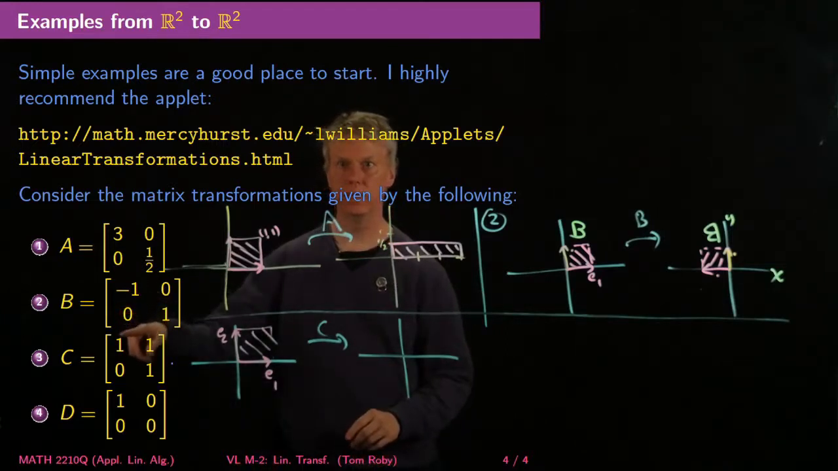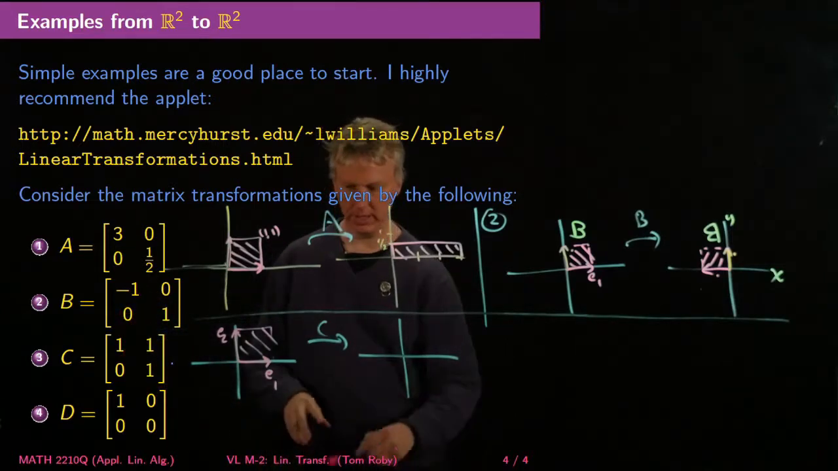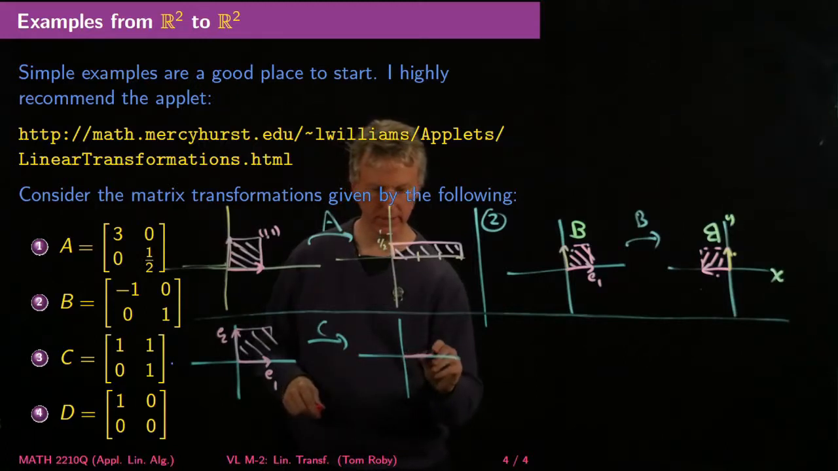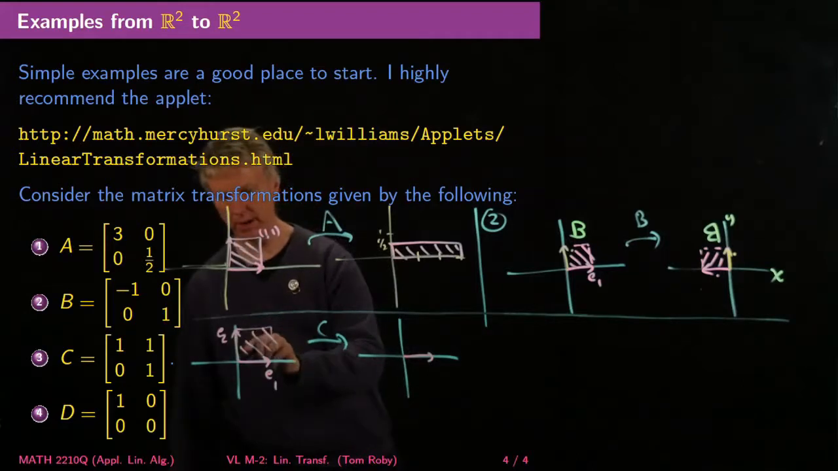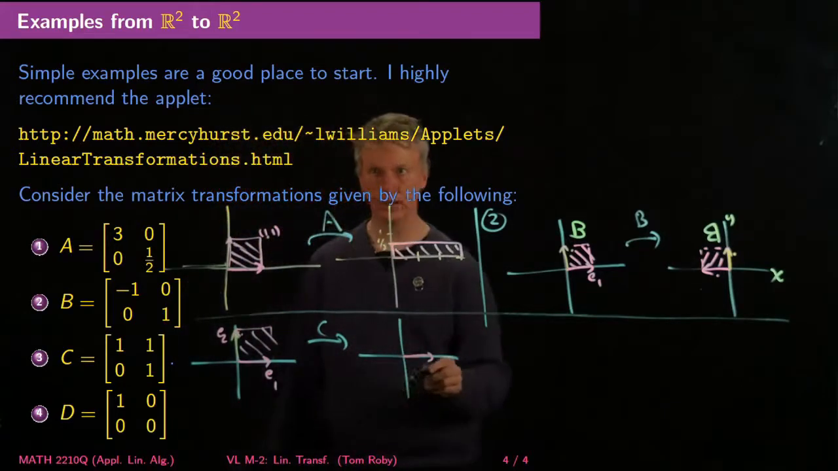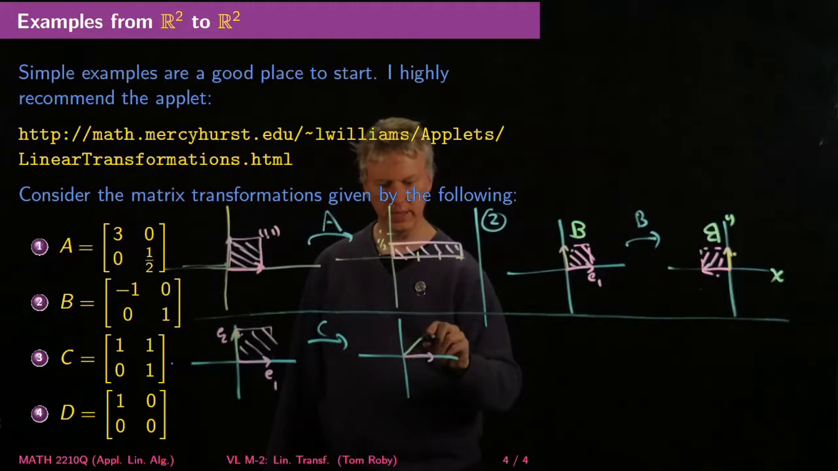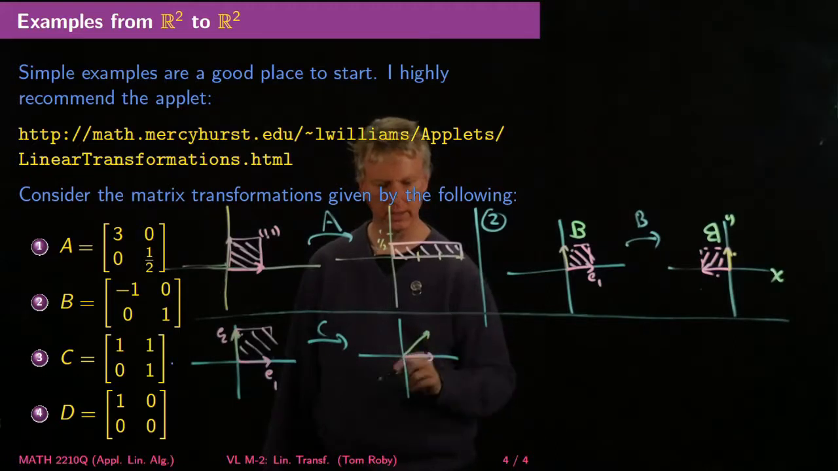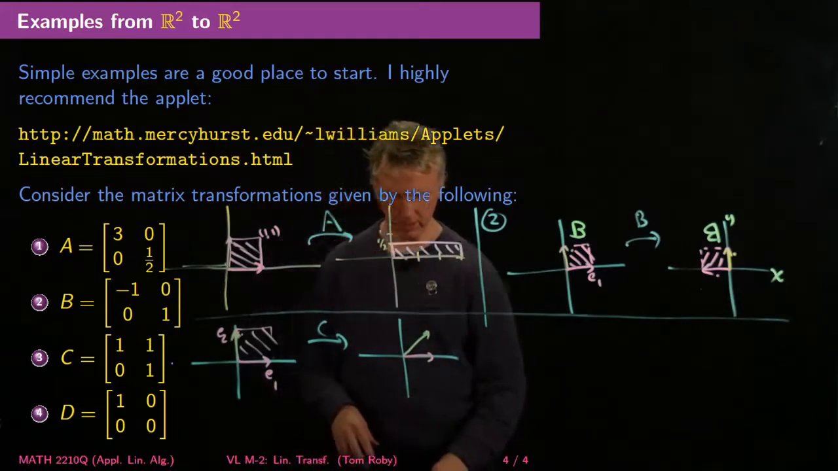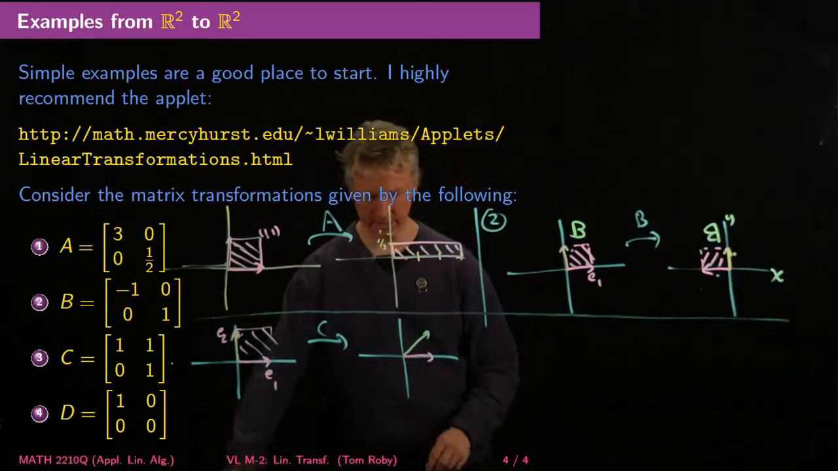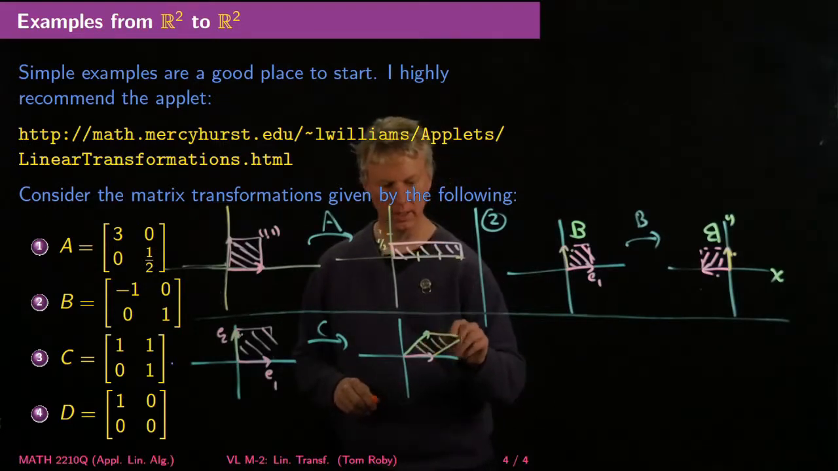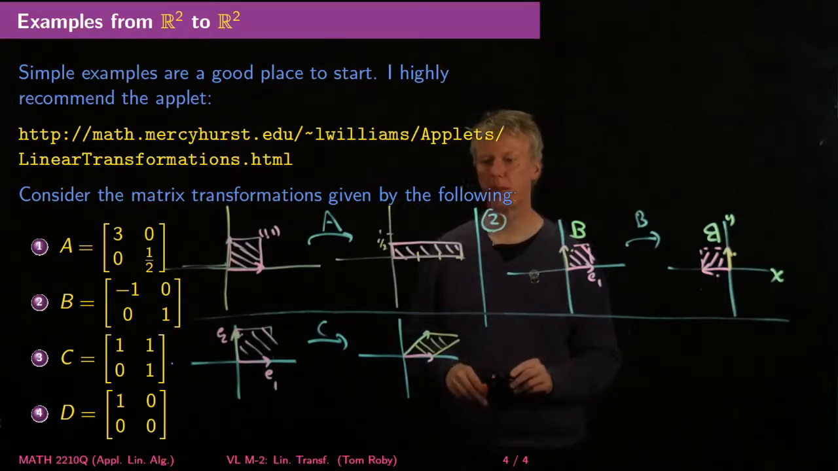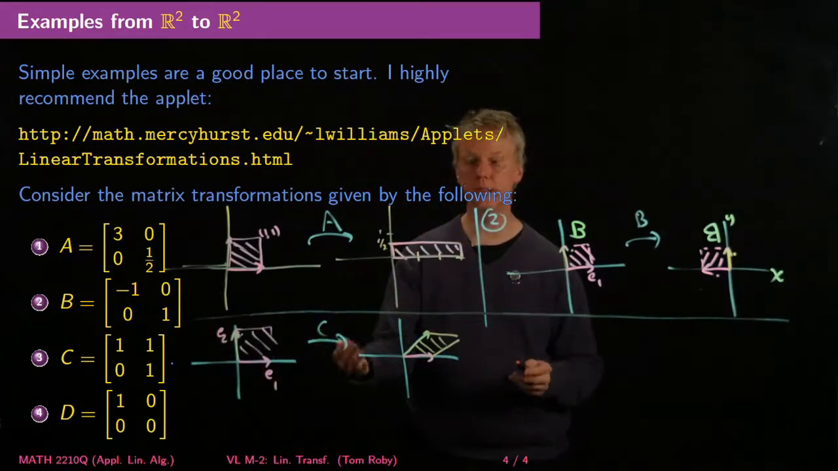E1 goes to (1, 0). So E1 doesn't change, right? E1 just sits here. But E2, maybe I should have made this a different color, E2 goes to (1, 1), which is this vector. Okay? And so, really, by the parallelogram law, what that means is that this unit square is going to end up going to this parallelogram.